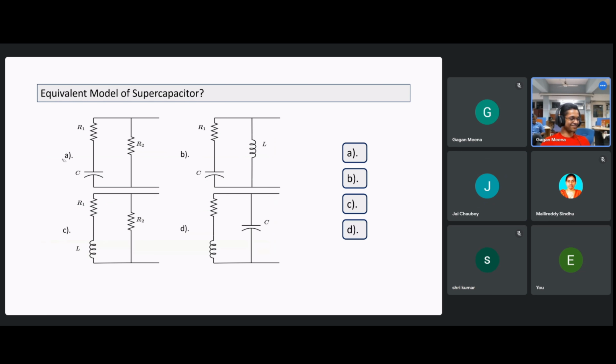Now this is another question. See it carefully. Which one of these represents the equivalent model of a supercapacitor? You have four options. The first one, A, is correct.